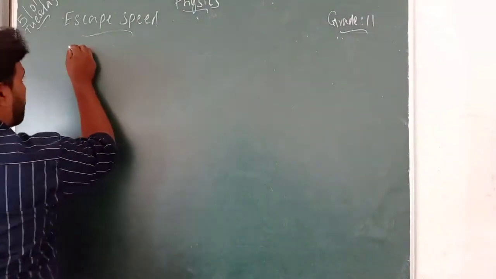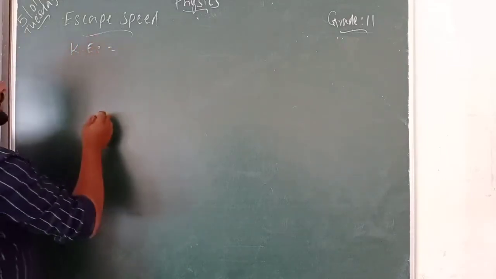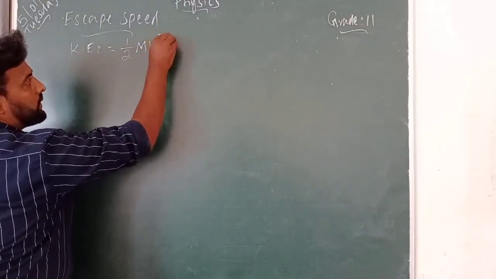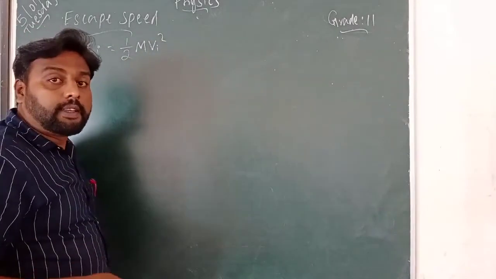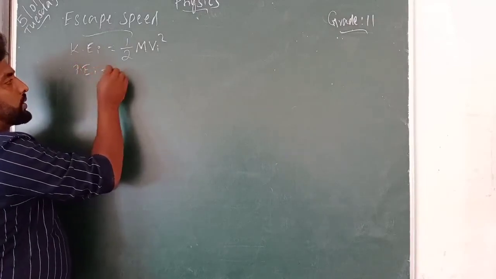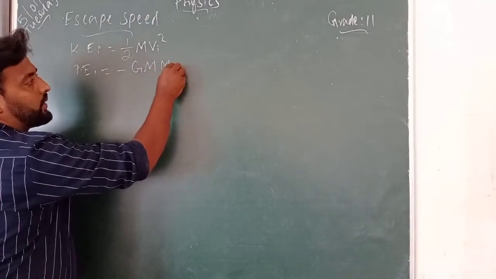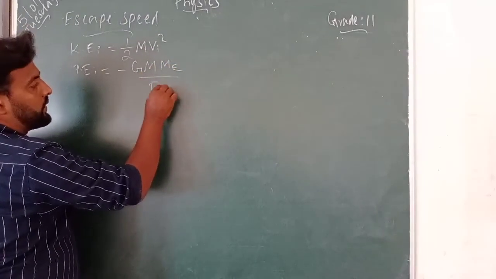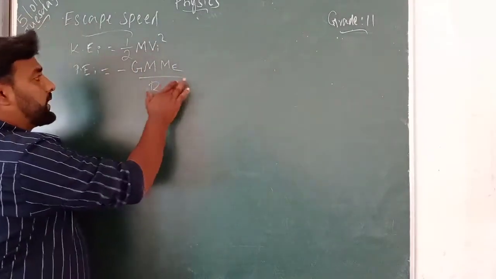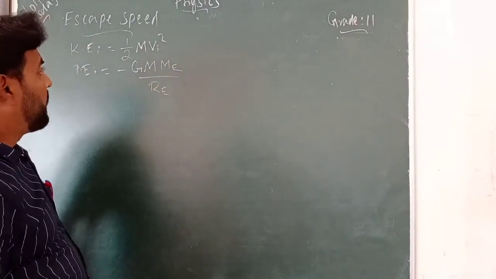So the initial kinetic energy you can write as half M Vi square, because it is the initial kinetic energy. Potential energy also, the initial potential energy, you can write as minus G M ME by RE. So this is our kinetic energy, half M Vi square, and the potential energy, minus G M ME by RE.